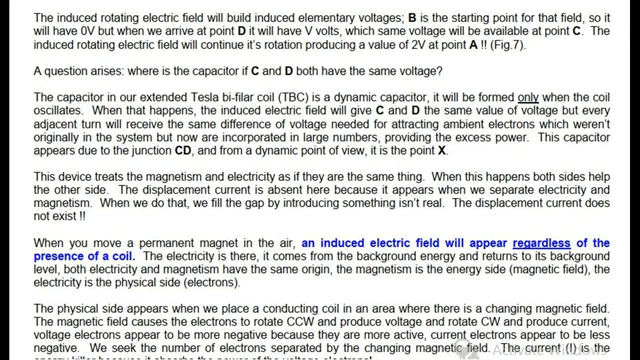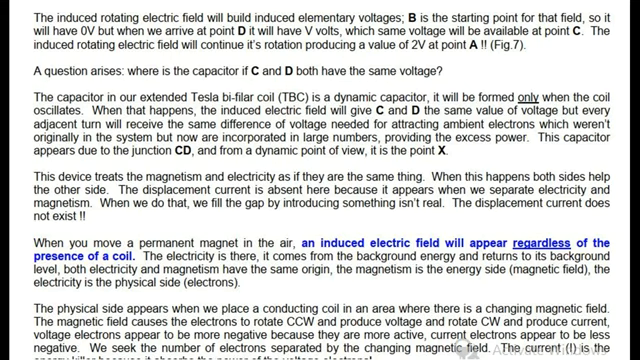This device treats the magnetism and electricity as if they are the same thing. When this happens, both sides help the other side. The displacement current is absent here because it appears when we separate electricity and magnetism. When we do that, we fill the gap by introducing something that isn't real. The displacement current does not exist.